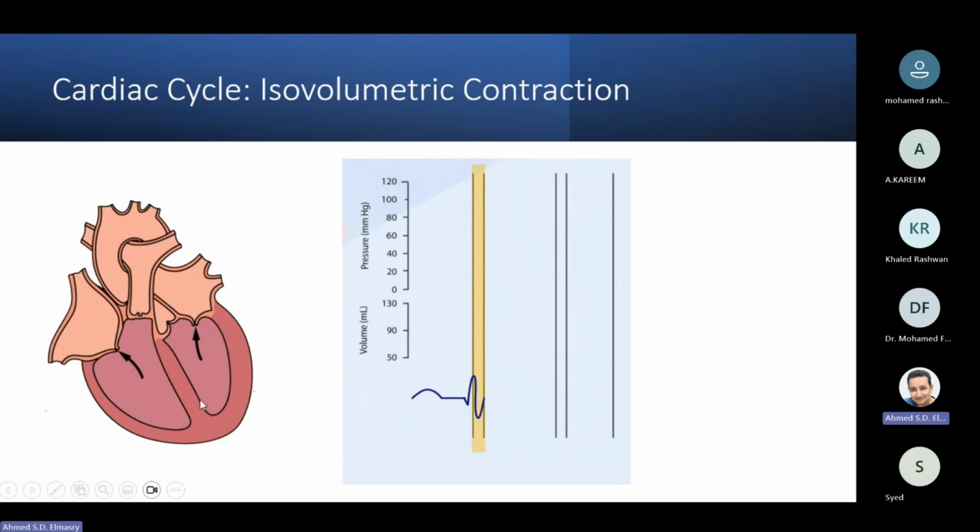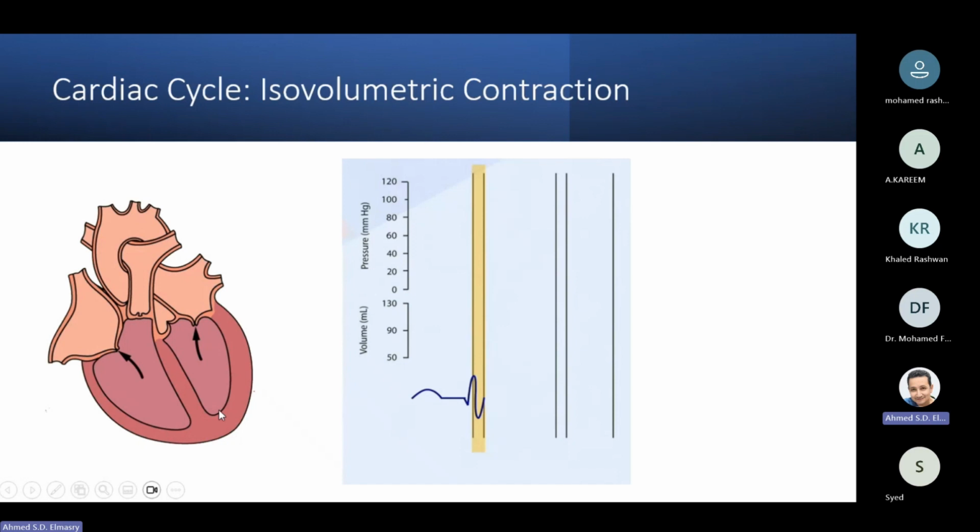So the volume inside the heart is the same throughout this phase. That's why they are calling it isovolumetric contraction. At this phase, the mitral valve will close while the aortic valve is closed, so the volume inside the heart will be the same.